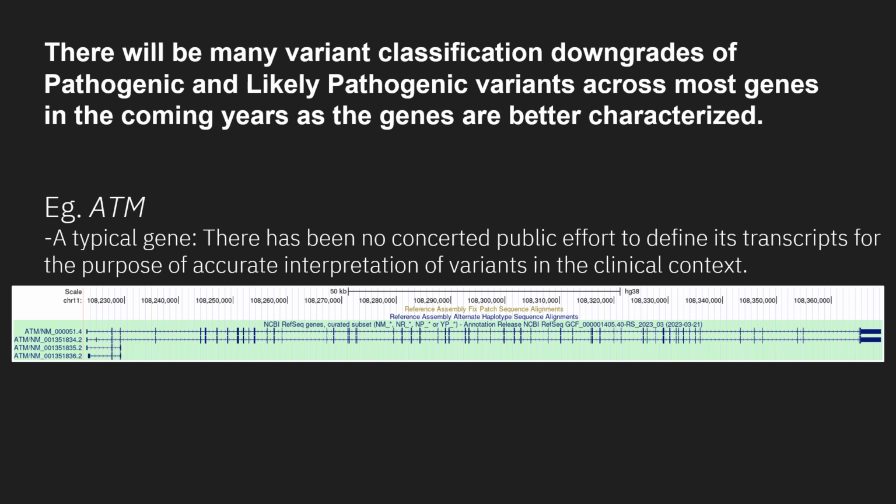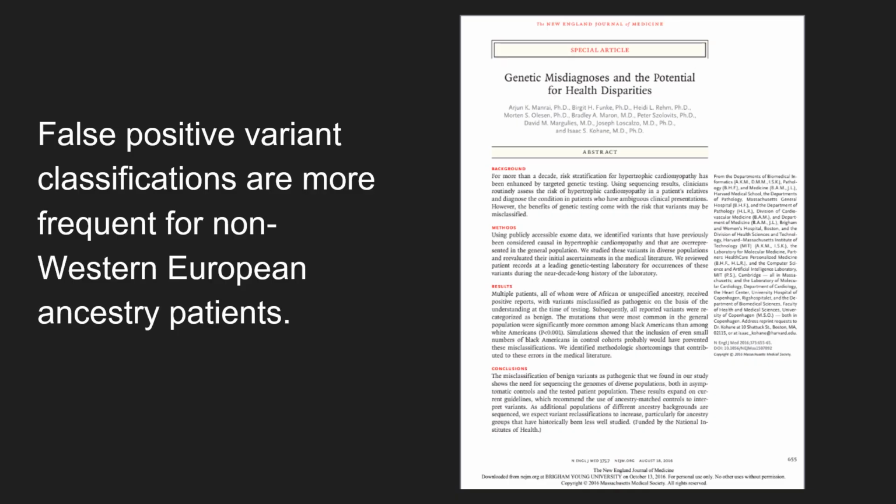In the coming years, as genes get better characterized for the clinical context, even though they're already being used in the clinical context, there are going to be many downgrades of variants from pathogenic or likely pathogenic to variant of uncertain significance, likely benign, or even benign. Unfortunately, false positive classifications are more common in non-Western European ancestry patients, as was shown in this publication from 2016, mostly because the growing databases have more data on Western European ancestry patients, which allows for more accurate classifications in these populations.